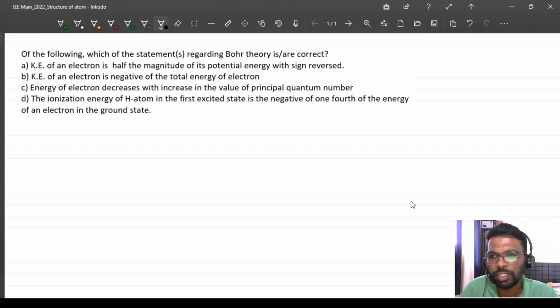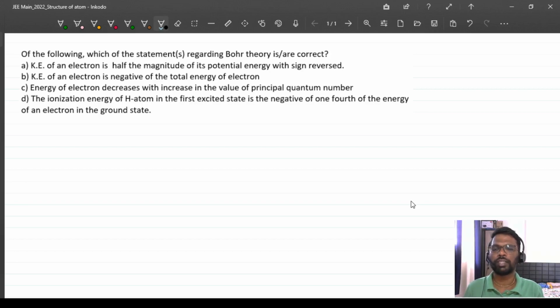This type of question, where more than one option is correct, is asked in JEE Advanced. Sometimes one option is correct, sometimes more than one option is correct. I have chosen these questions so that I can revise a concept related to the energy of the electron. So let's start with the concept.